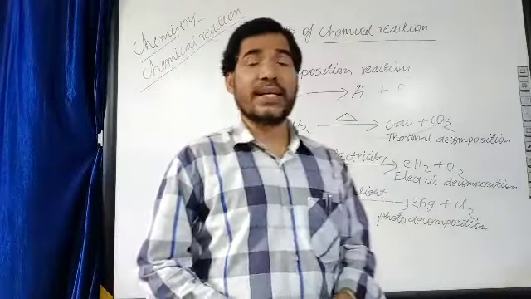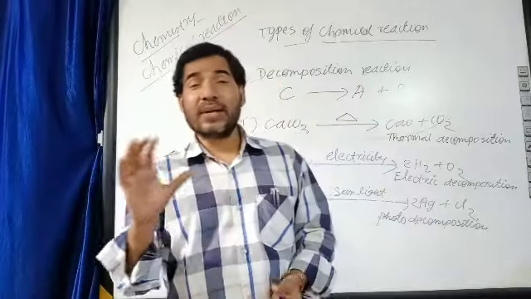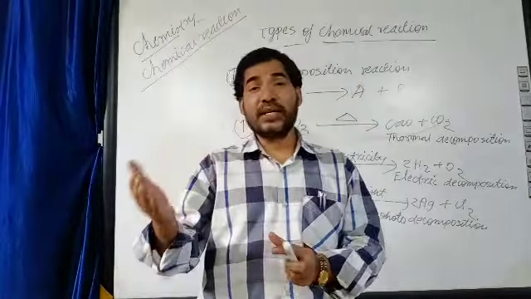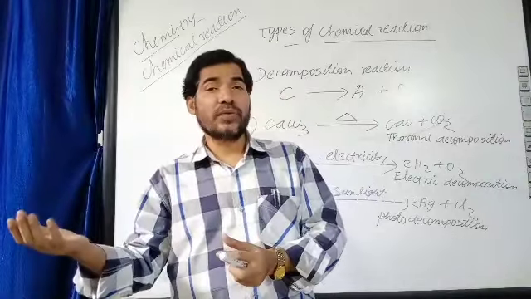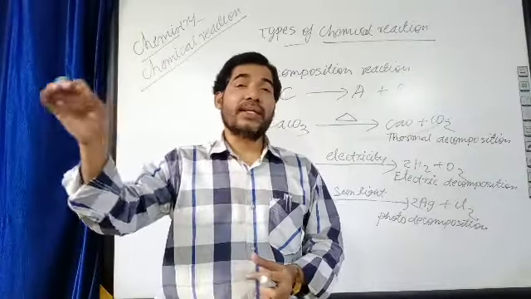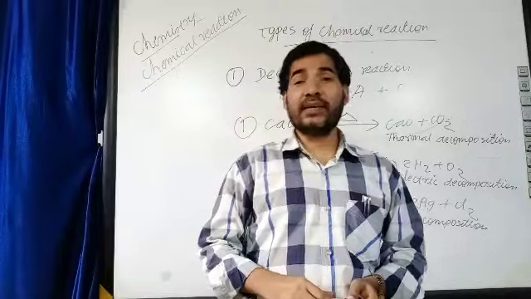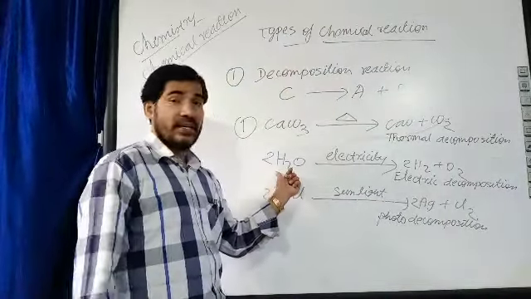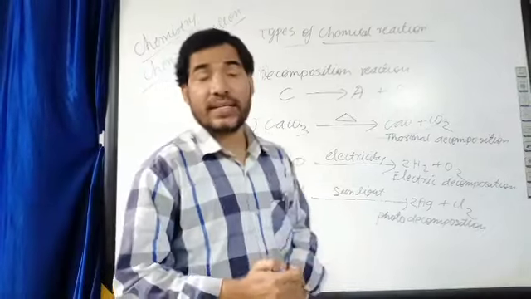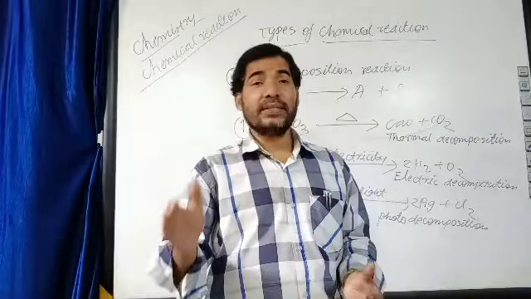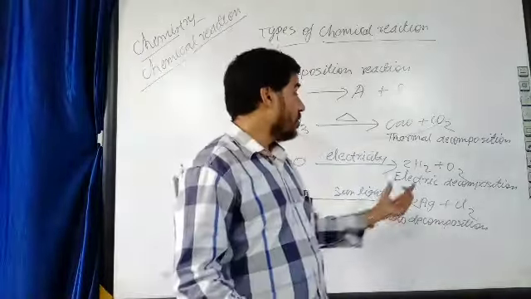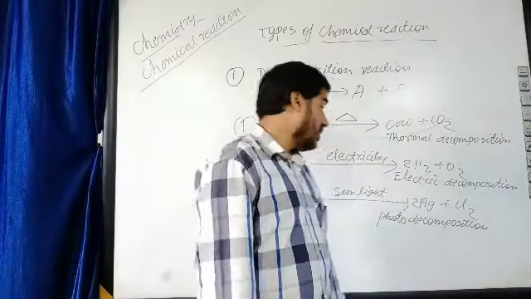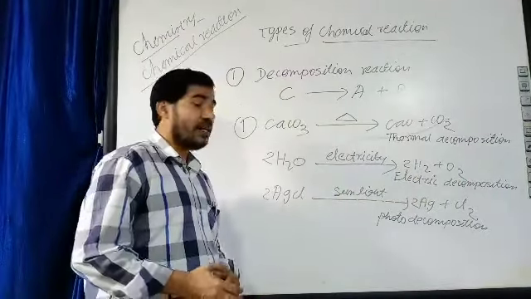Next, we'll see what is electric decomposition reaction. It is very simple. Those chemical reactions in which a single substance breaks into two or more than two new substances when electricity is passed are called electric decomposition reaction. And for this I have given this reaction. When water is taken in the electrolytic state and electricity is passed, then it breaks into two substances, hydrogen and oxygen.